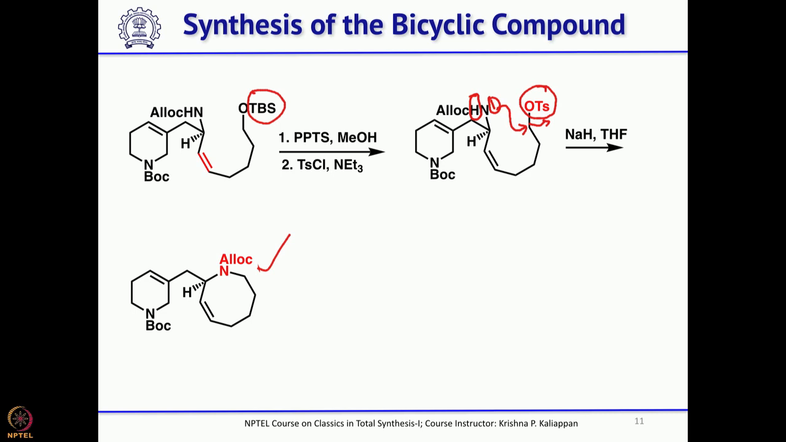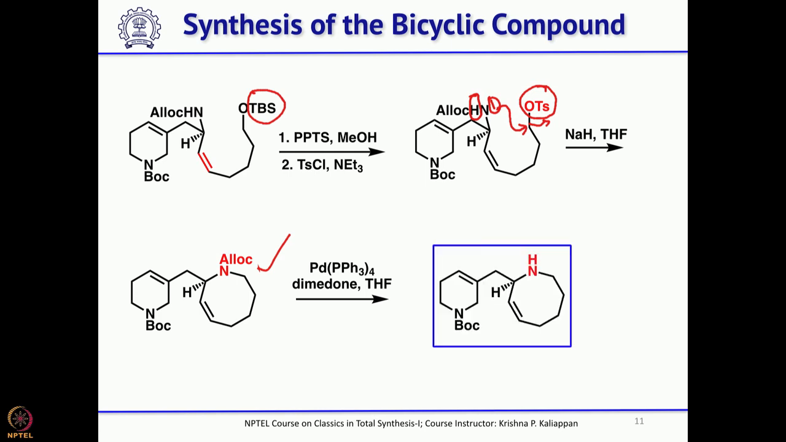You know, we have to make two more rings. Once you made this, that Alloc group, the protecting group, should be removed. That is normally done under palladium catalyst. So tetrakis palladium removes the allyl oxycarbonyl group. So that is how we get the free bicyclic compound, which is ready for further transformations.